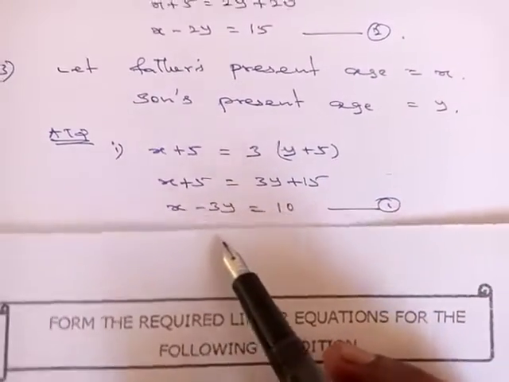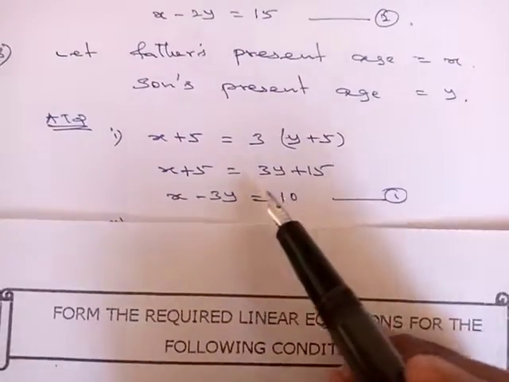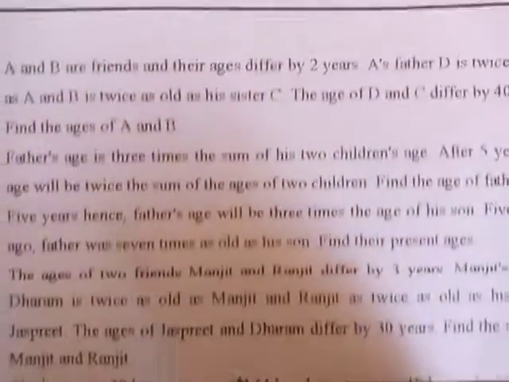Bring this 3y to this side. So what will you get? x minus 3y is equal to 10. This is the first equation; from the first condition I am getting the first equation. What is the second condition?